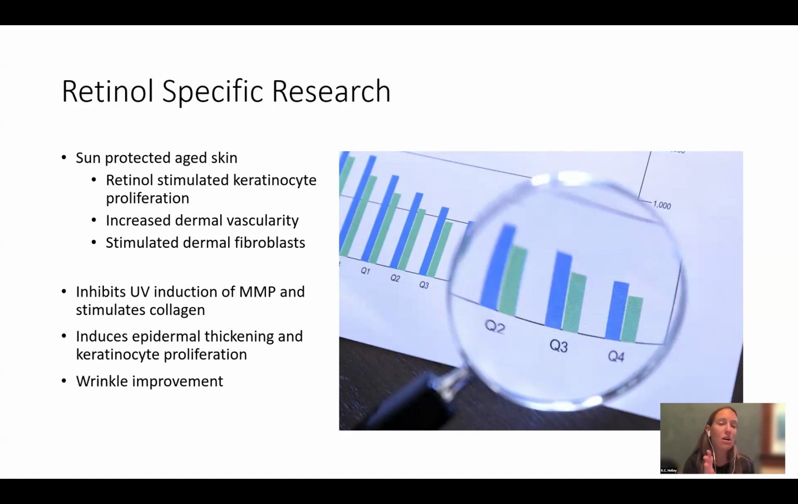Research on retinol also has shown that it can inhibit that UV induction of MMPs and stimulate collagen, so much like we talked about before for the overall classification. It can induce that dermal thickening and the keratinocyte proliferation, and it can improve the appearance of wrinkles, or decrease the appearance of wrinkles. So this is research that is very specific to just retinol, in the OL form.